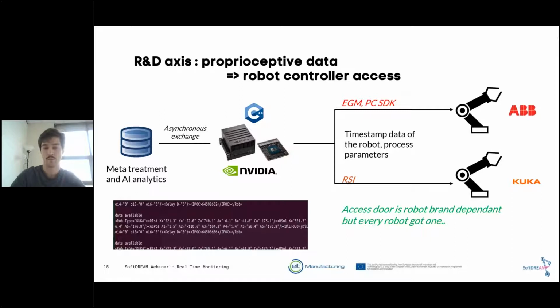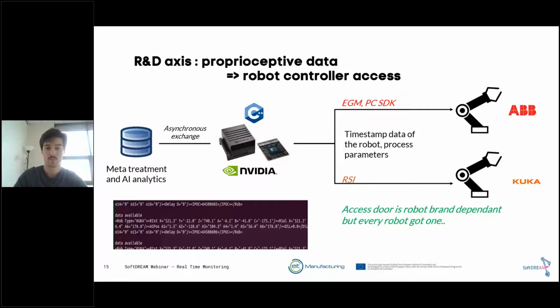For the KUKA, we use the RSI, the robot sensor interface, to access, as you can see in black here. At the very beginning it was the raw data you could access, but now we have also the process data, like the temperature, the intensity and the voltage of the arc for the WAM, a very large bunch of data.